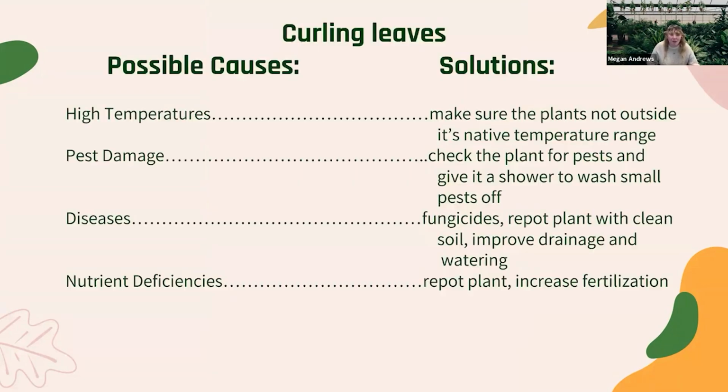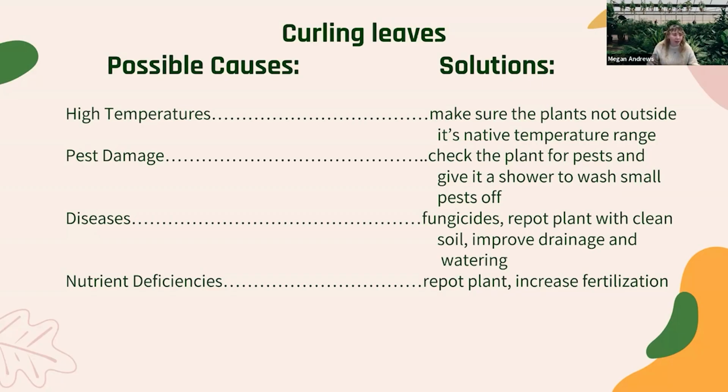All right, so let's go over some curling leaves. This is common in ficuses in general, but it's often either due to high temperatures, pest damage, diseases, or nutrient deficiencies. We'll go through some examples. If your plant is too close to a window, sometimes the leaves will start curling due to the sunlight, but you'll also see that brown crispiness from the sunburn.